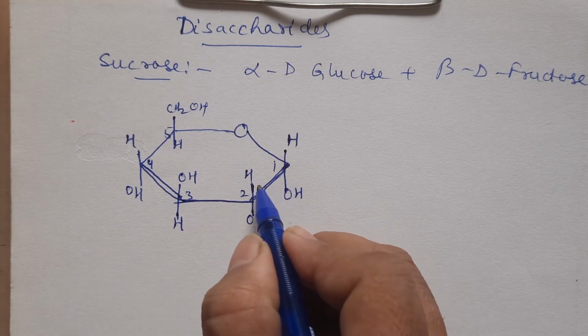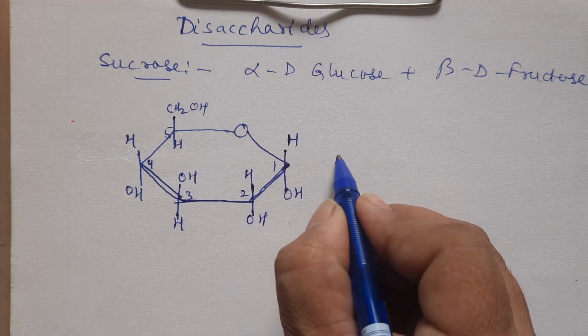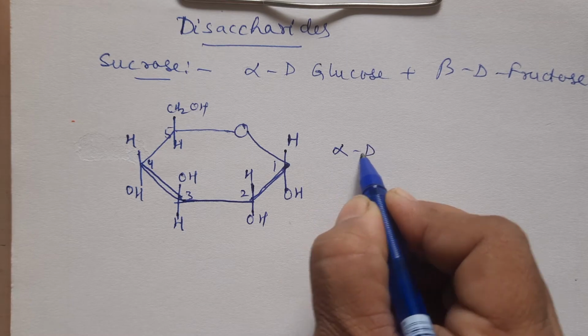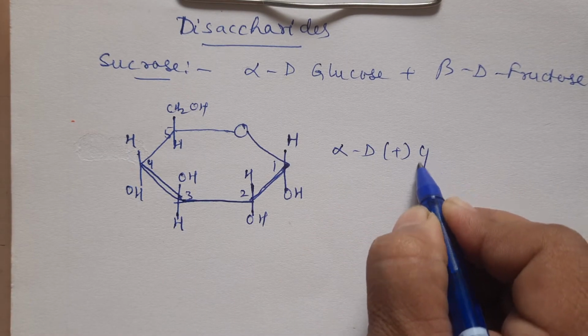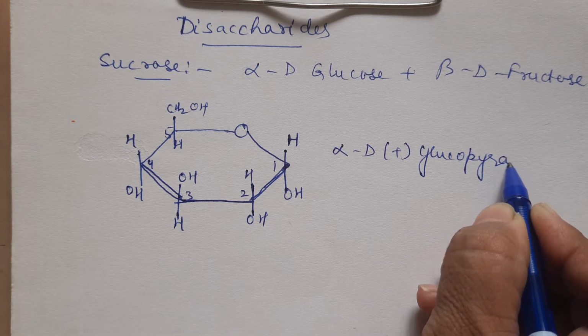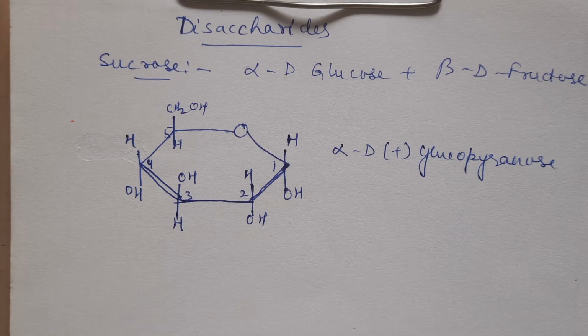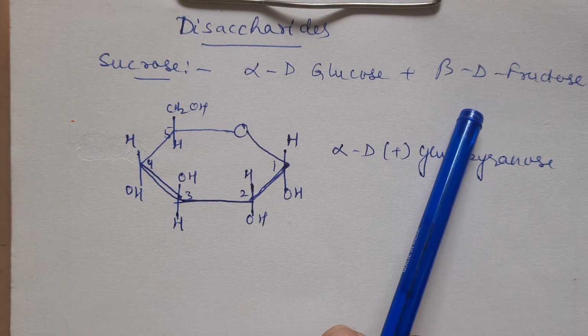Which is the structure, children? We have drawn it earlier. If we are writing the complete name, we wrote it like that: alpha D plus glucopyranose. This was the structure we have drawn. So we'll draw this alpha glucose structure first on the top, right? And just below that, we are going to draw this beta D fructose.